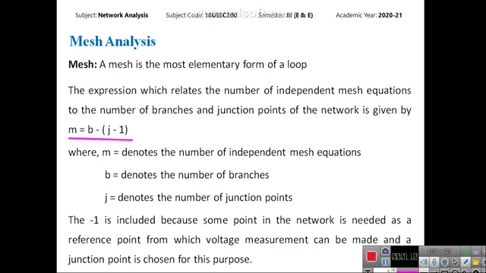where m denotes the number of independent mesh equations, b denotes the number of branches, and j denotes the number of junction points, and the -1 is included because some point in the network is needed as a reference point from which voltage measurements can be made, and a junction point is chosen for this purpose.